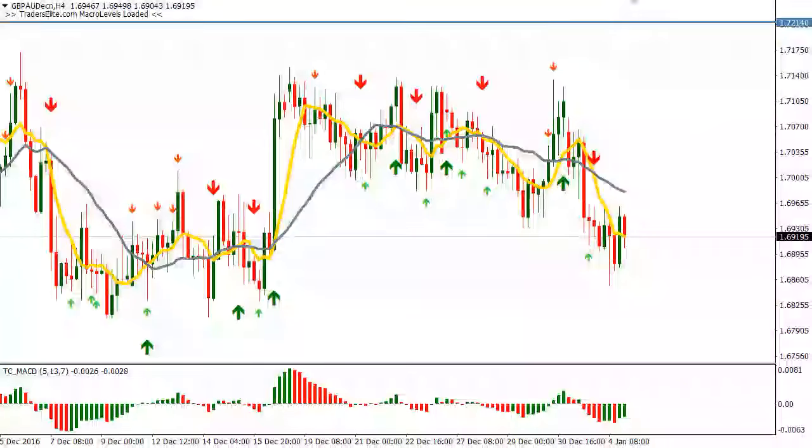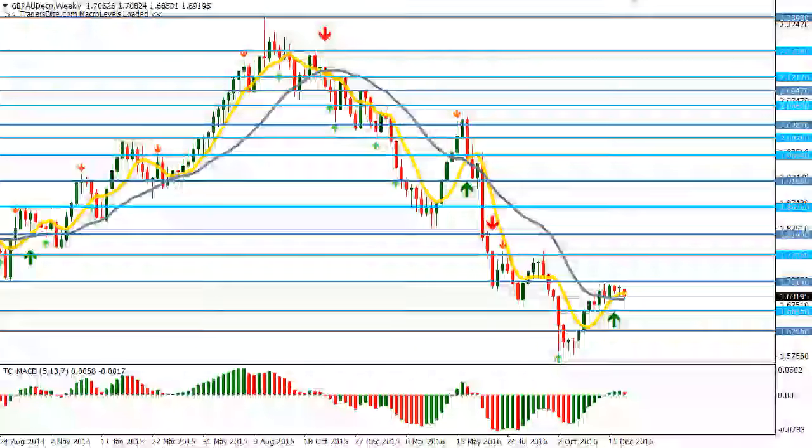With this one down on the 4 hour, so weekly it's a tricky one to call. Technically a new upward trend trade has occurred.